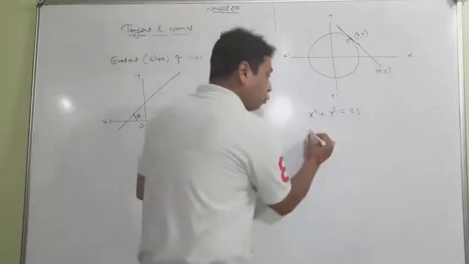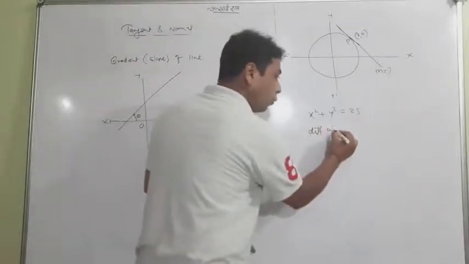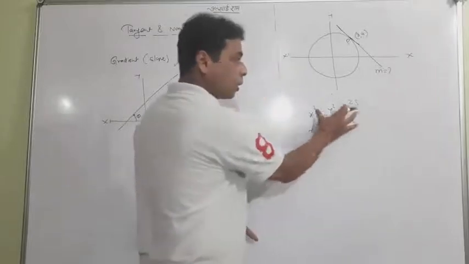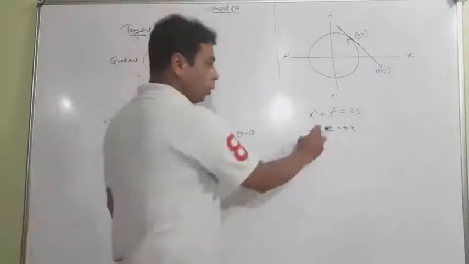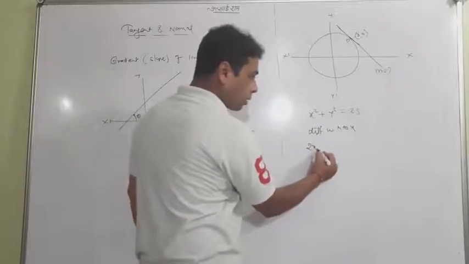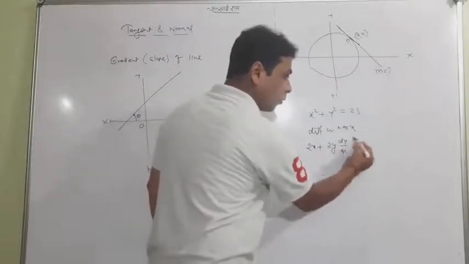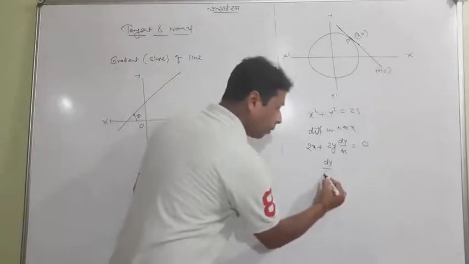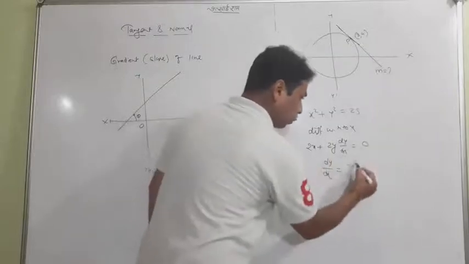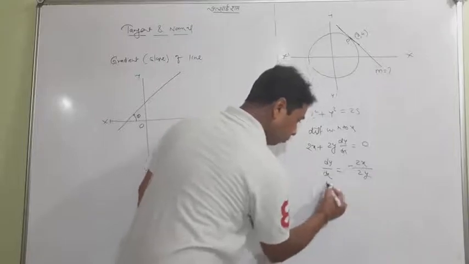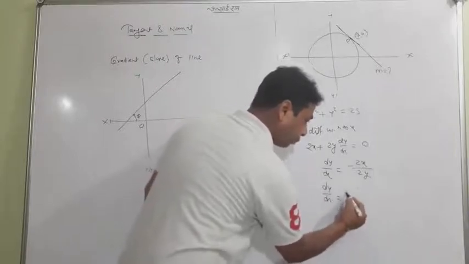Look at, I'll tell you how to do it. Differentiate with respect to x. This is just an implicit function. The differentiation of x squared is 2x, this is 2y dy by dx, and this is 0. So can you find dy by dx from here? Minus 2x upon 2y. Let's cancel it now.